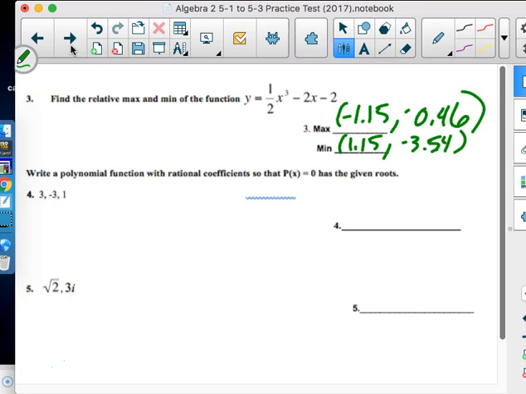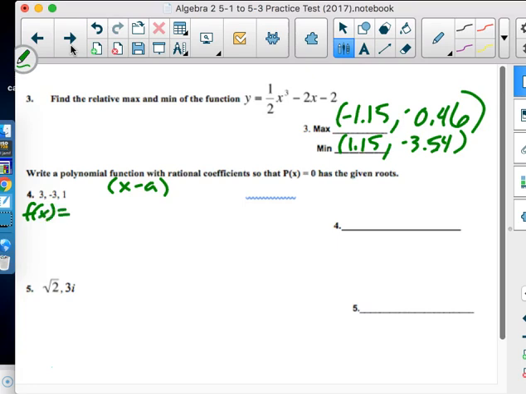Alrighty, now this says we've got to write a polynomial function with rational coefficients so that p of x equals 0 has the given roots. So these are the answers they got. We have to work backwards to get the whole polynomial. And we need to remember that each of those factors came out of x minus a. So, if it's a polynomial function, it's going to need a fancy function name like f of x.